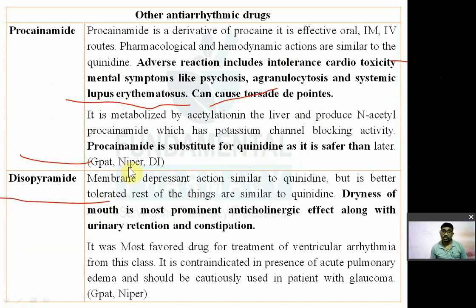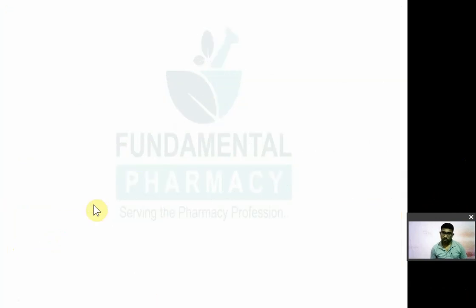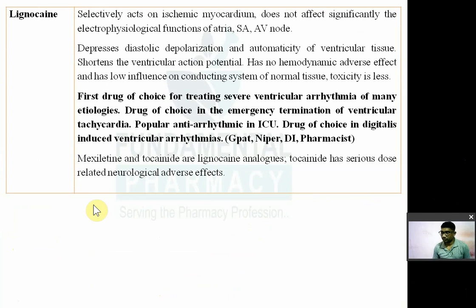Now the next drug is class 1A disopyramide. It has a membrane depressant effect on the heart like quinidine, but it is better tolerated. It has a vagolytic action, and because of that dryness of mouth is the main adverse effect, along with urinary retention and constipation. It is the most favored drug from class 1A for treatment of ventricular arrhythmia. It is contraindicated in acute pulmonary edema and should be used cautiously in patients with glaucoma.